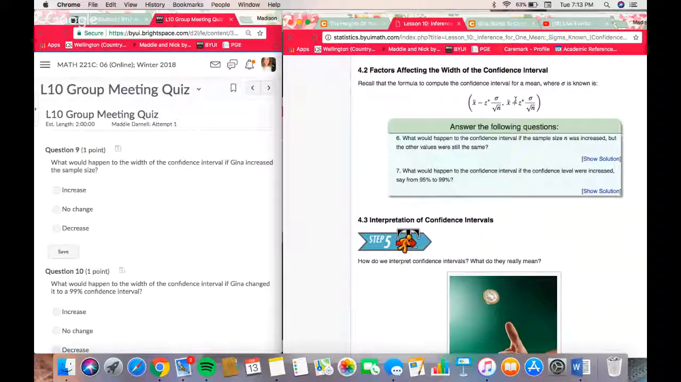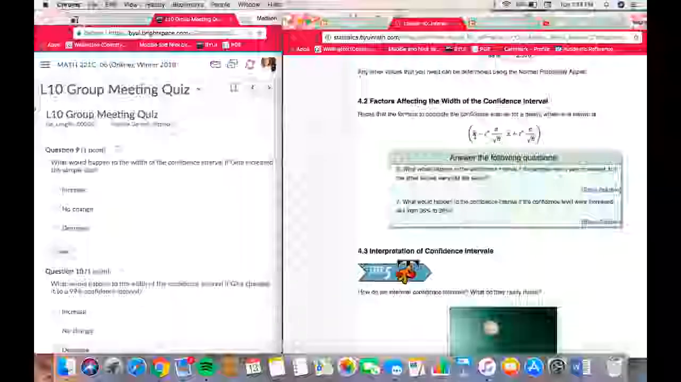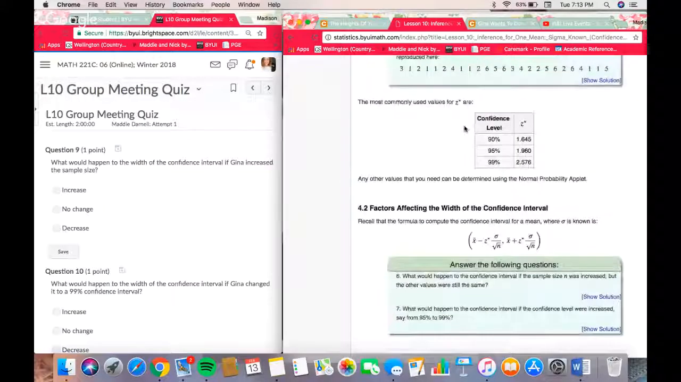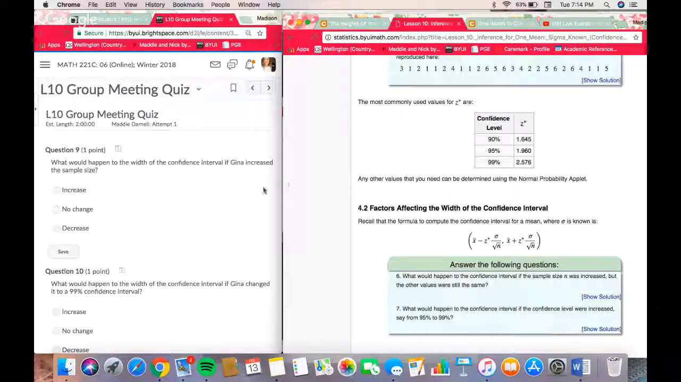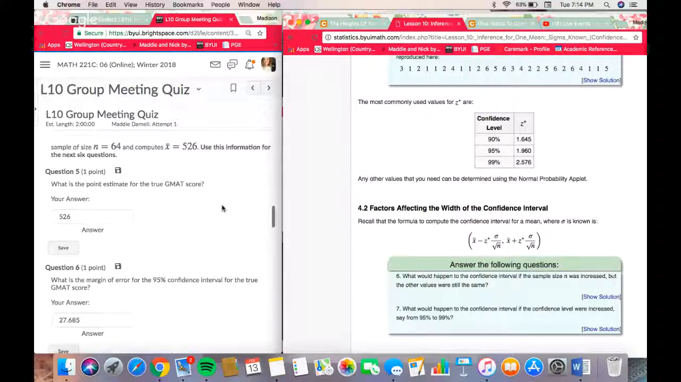Oh, it's that super long. Yeah, you have to put in all of this. Oh my gosh. Okay, we can do this. It's just the same. Confidence level 90. Okay, so you know then if it's 99, it's going to increase. But if she increased the sample size, I'm not sure. So if she increases the sample size.